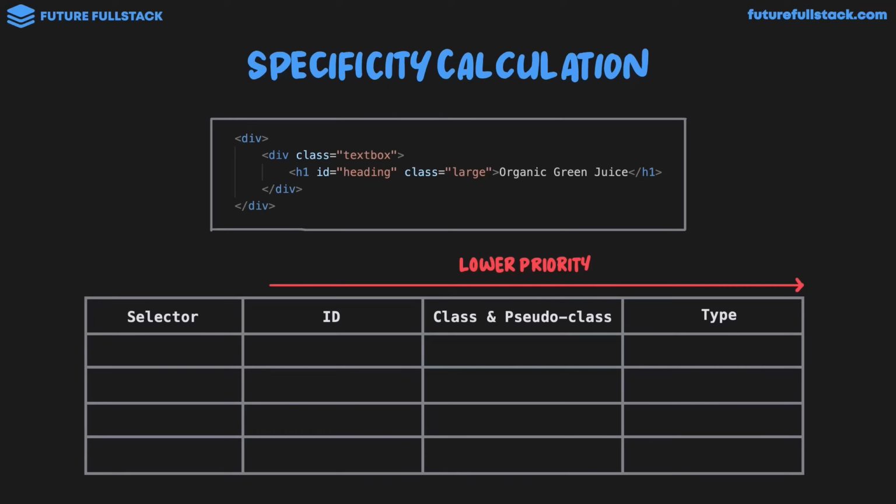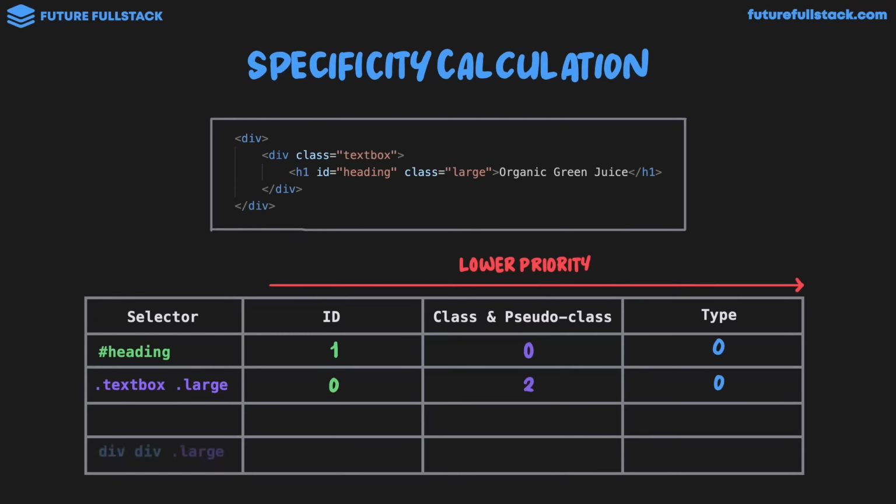So let's now go through all 4 CSS rules we just saw earlier and tally this up. The first selector was the ID selector heading. There's just one ID selector here, so this gets 1 point. There's no class or pseudoclass selector, and there's no type selector. The next rule we saw was the descendant selector using 2 classes. There are no IDs here, so this gets 0. And there are 2 class selectors here, textbox and large, so this gets 2 points. And there are no type selectors, so we get 0 points.